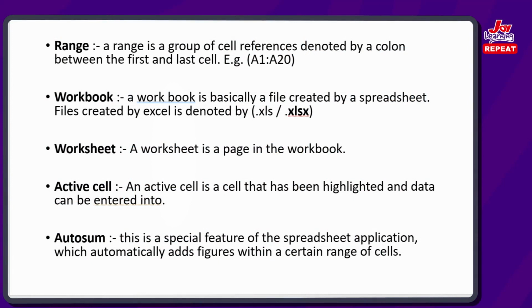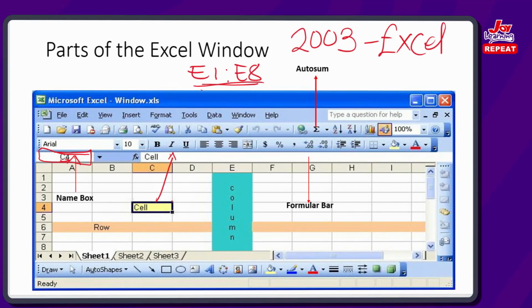Okay, let's look at the last of the terminologies, that is AutoSum. AutoSum is a feature that Excel has introduced. It is a special feature that helps you to calculate automatically, adding all figures that have been highlighted. If you highlight any figures, they will be added when you click on AutoSum. So let's look at the AutoSum. This is AutoSum.